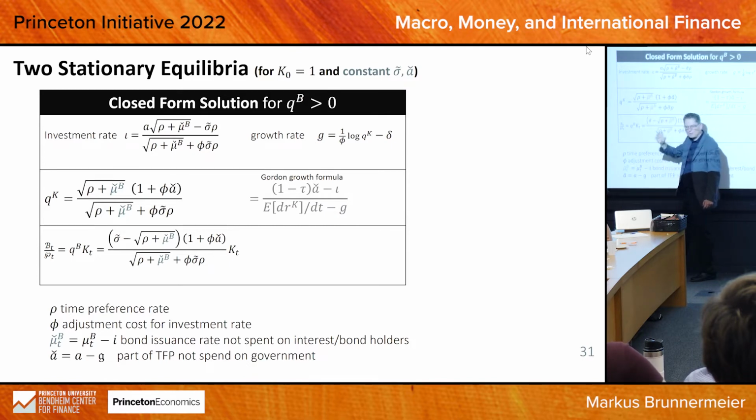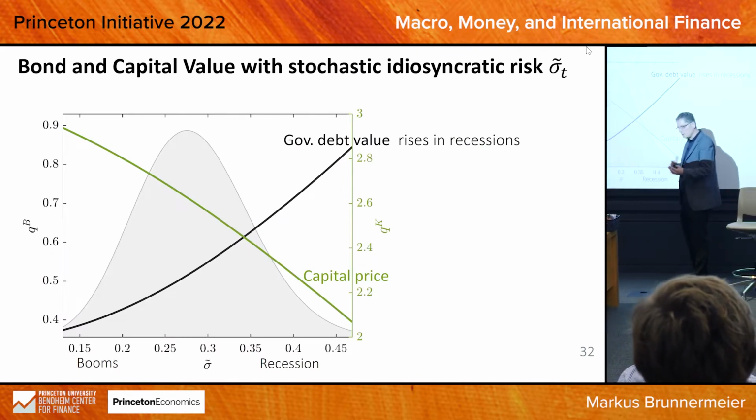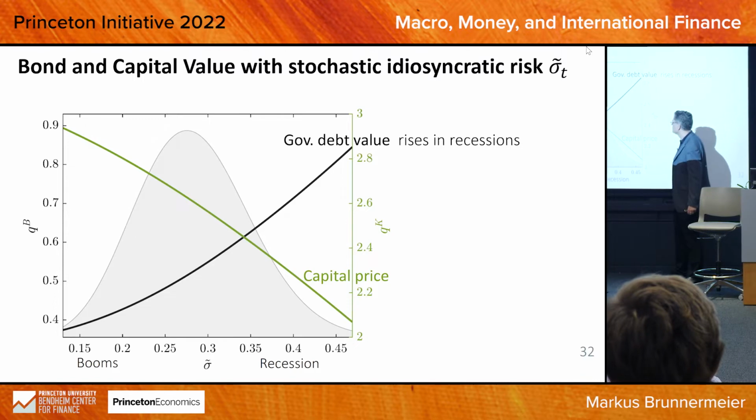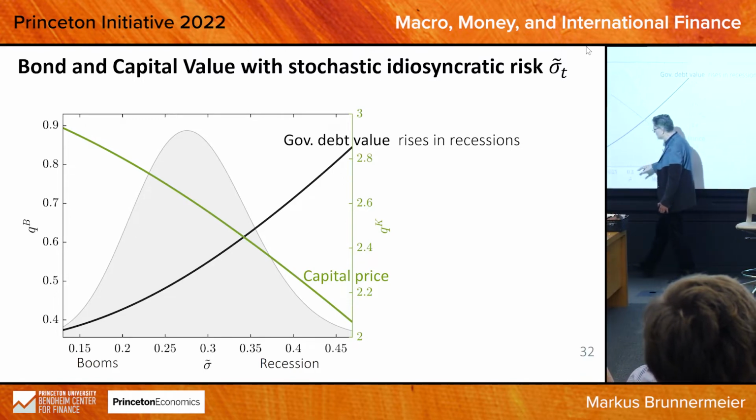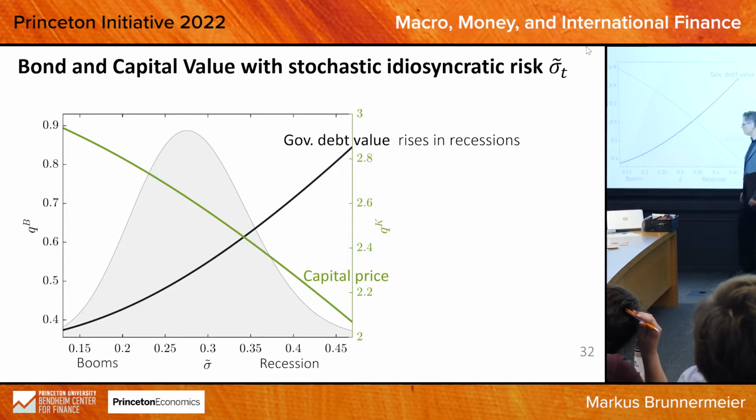But you can solve it fully dynamically with this Ornstein-Uhlenbeck process with some Cox-Ingersoll-Ross feature to make sure that the volatility doesn't go negative. And you can solve it. So this is like the stationary distribution of the sigma tilde. And you can see that if you go into the high volatility case, you go into recession, the volatility is going up, the value of the government bond is going up. But the value of the trees is going down. How do you call that?